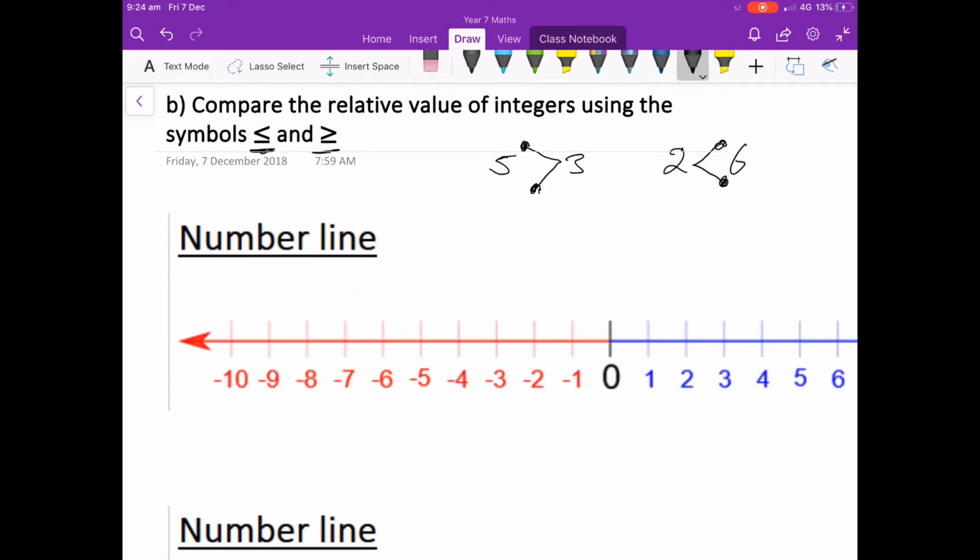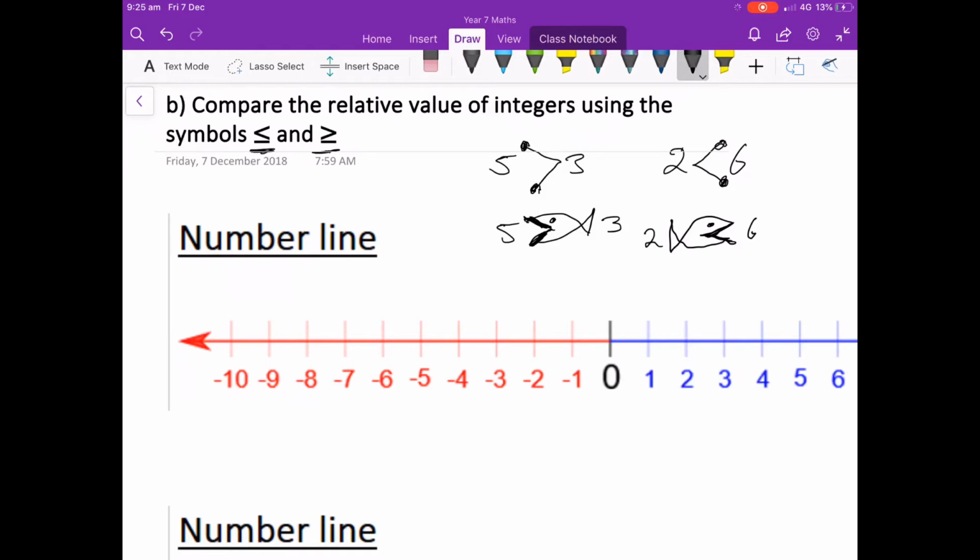Another way a lot of people think of is a hungry animal. In this case, I like to draw the fish because he's nice and easy. The hungry animal, or the greedy animal, prefers to eat the 5 rather than the 3. So therefore your symbol is pointing towards the 5. In this case over here, the greedy fish is preferring to eat the larger food, which is the 6 rather than the 2.